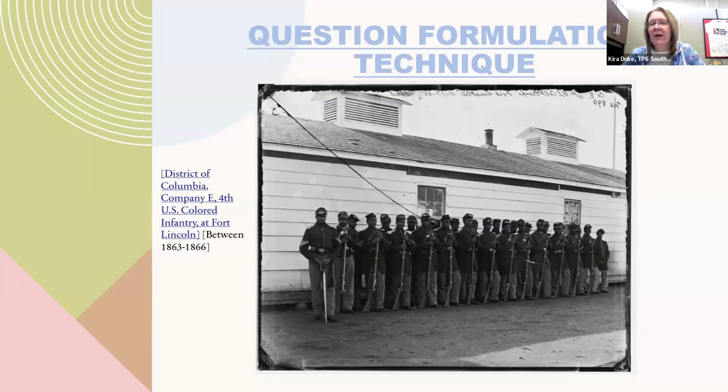So what we're going to look at is the question formulation technique. This was developed by the Right Question Institute. Again, this was not us, we are borrowing this. But you can go to their website. They've got fantastic tools. You can register on their site for all kinds of other fantastic things that will help support this. And what this model does is it really starts with what's called a question focus.